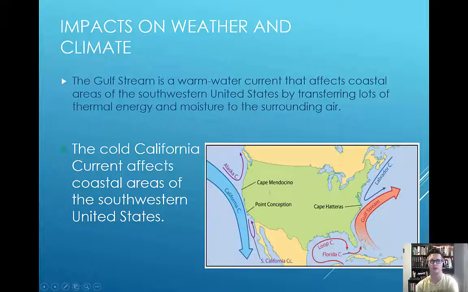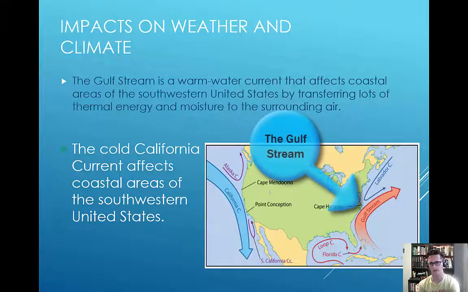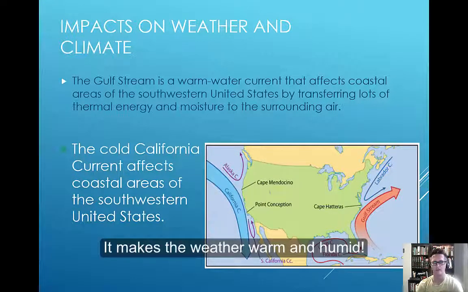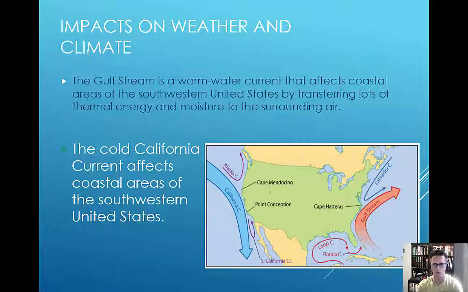Once again, looking at the importance of ocean currents, we can talk about the impacts on weather and climate. The Gulf Stream, which is right over here by Florida, is a warm water current that affects coastal areas of the southwestern United States by transferring lots of thermal energy and moisture to the surrounding air. If any of you have visited Florida before, you'll notice that it is very humid and very warm all the time, because all that warm air is coming up all the time, being carried by that ocean current.